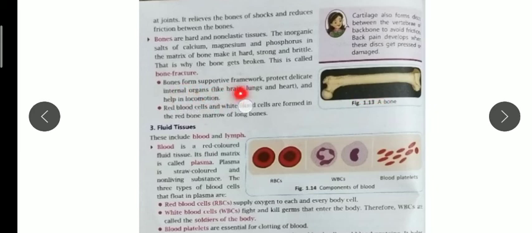Bones form a supportive framework. All the delicate internal organs like brain, lungs, heart, kidneys are supported or covered by the bony framework. Now RBC, red blood cells, and white blood cells are formed in the red bone marrow. So we have the thigh bone, which is called femur. Femur contains a cavity.